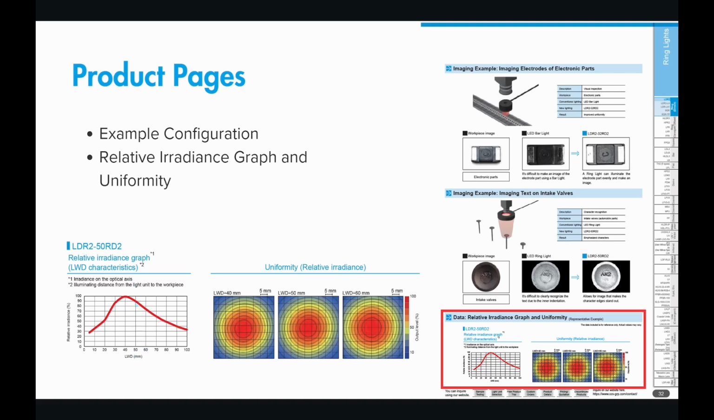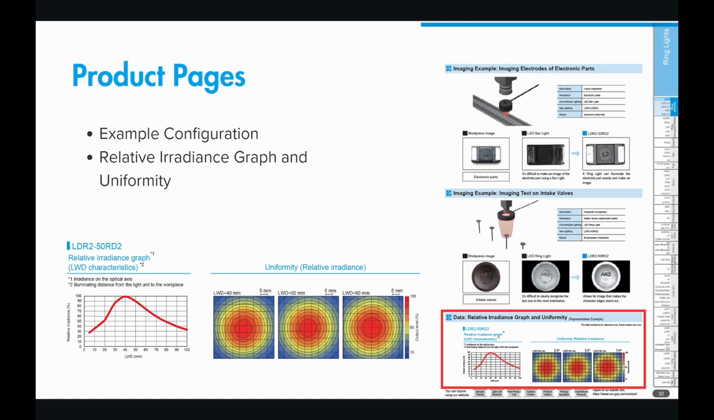That being said, if you look at this and your light working distance happens to be somewhere around maybe 40 millimeters or 40%, for example, that does not necessarily mean that it won't be enough light for your application. It just means that it's 40% compared to the light's brightest point.